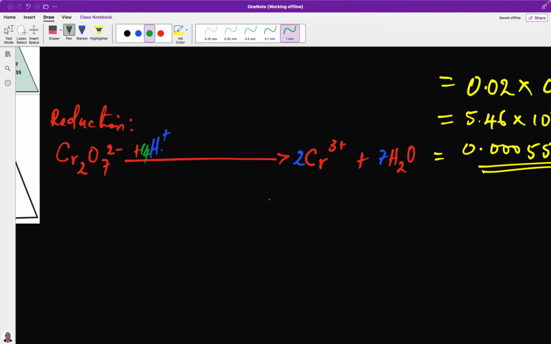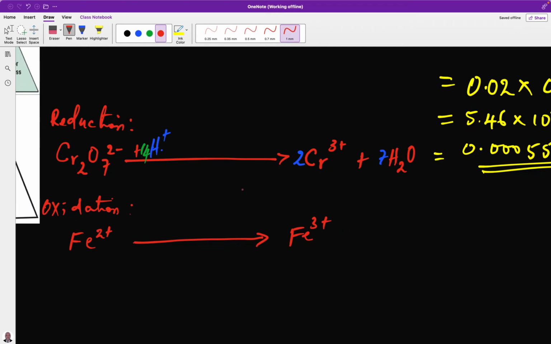Let's go now to the oxidation process. For oxidation, it is iron that is there. So for the oxidation process, we need to take iron 2 plus, which is oxidized to iron 3 plus.